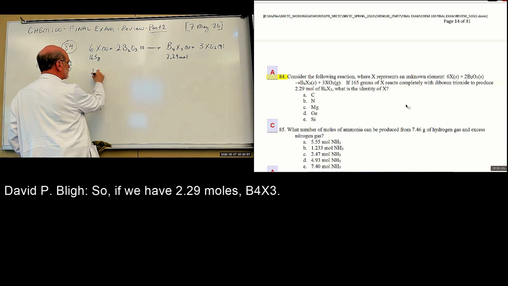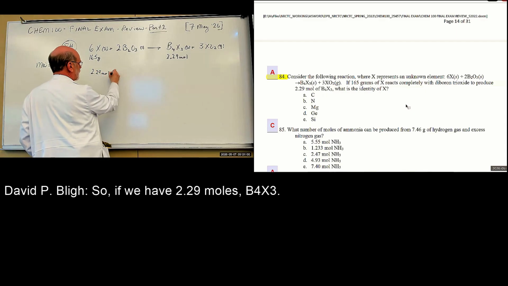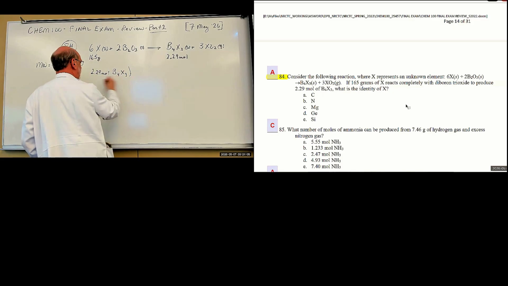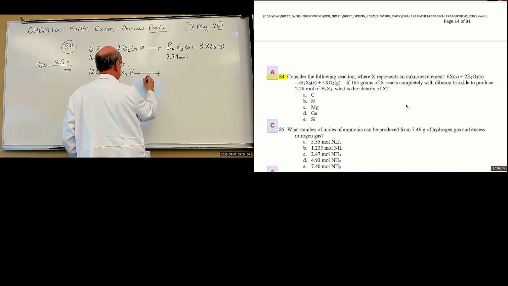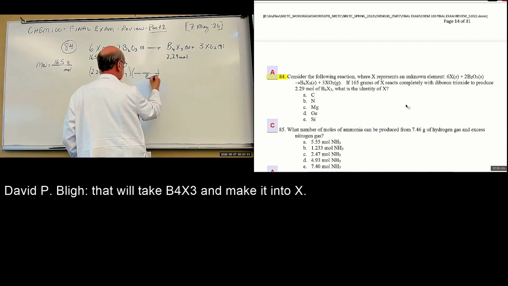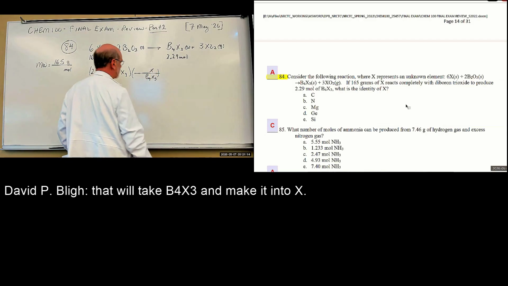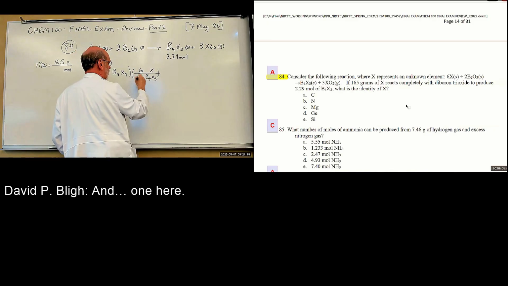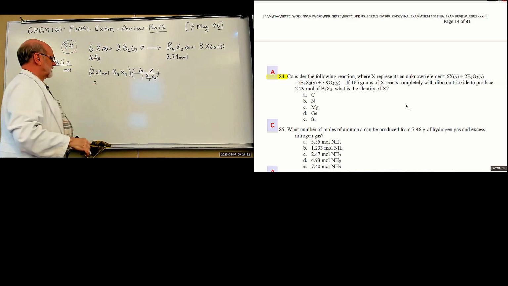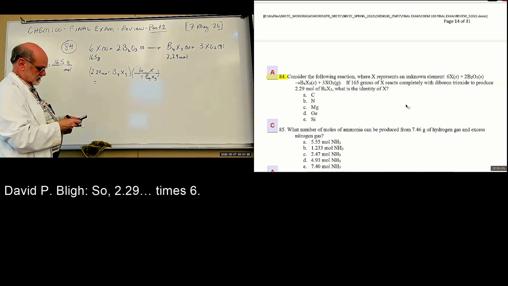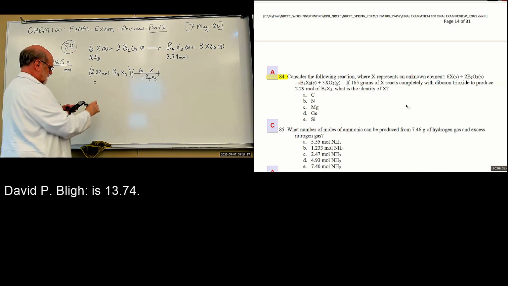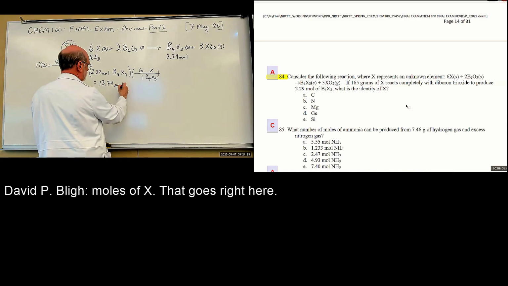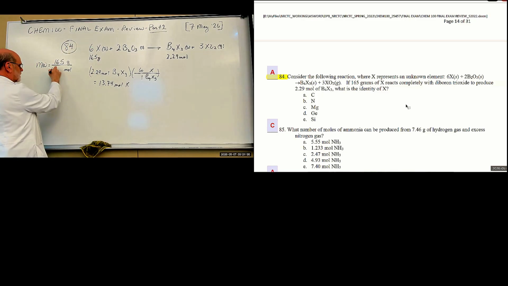So if we have 2.29 moles of B4X3, then we need a conversion factor that will take B4X3 and make it into X. 6 here and 1 here. So 2.29 times 6 is 13.74 moles of X. That goes right here.